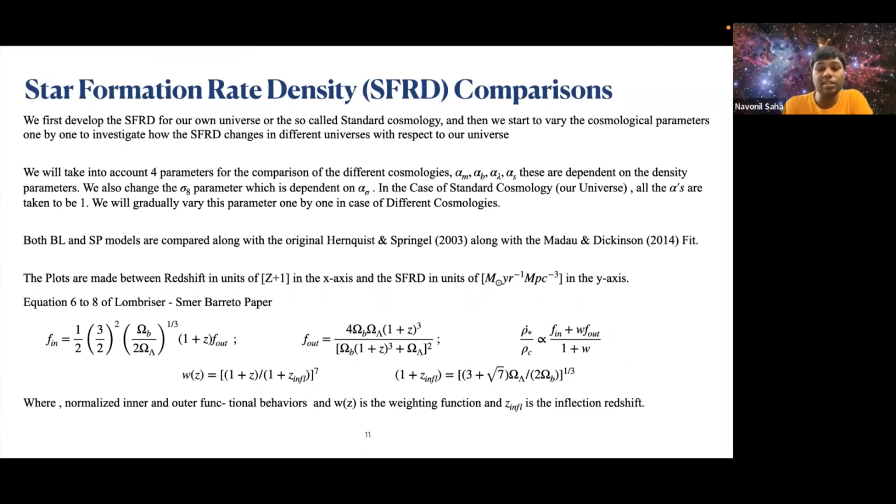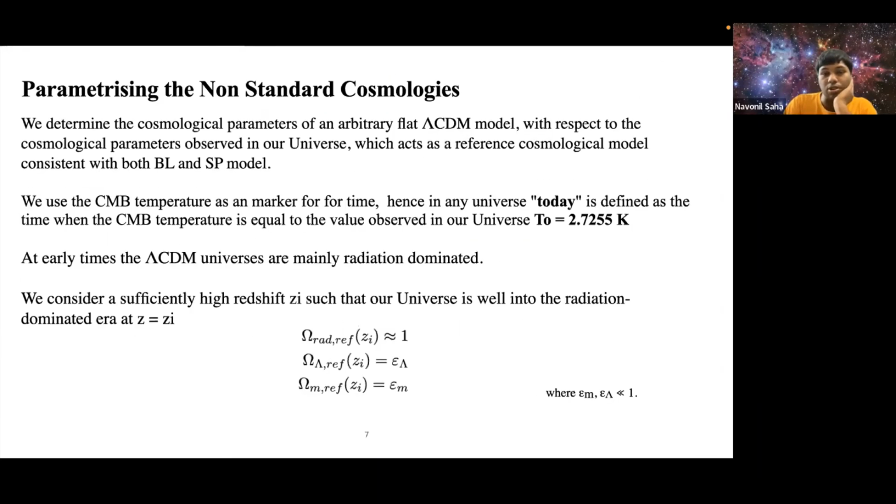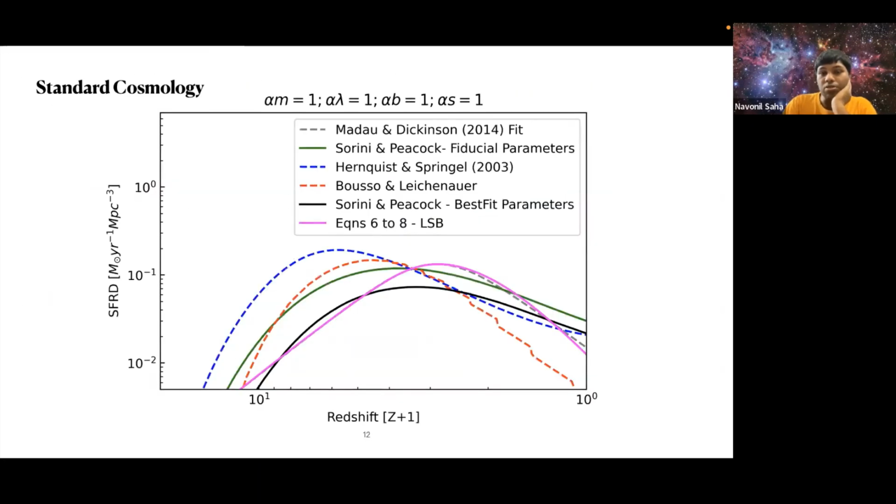Yeah. So basically, if you review the Lucas Lumbriser and the Smear-Barreto paper, these are some of the equations which they have given. The F in is the normalized inner functional behavior, and the F out is the outer behavior. They have tried to fit it with the Maddow-Dickinson fit, as I have shown in this plot. Equations 6 to 8 of the LSB paper almost accurately fit the Maddow-Dickinson 2014 fit.